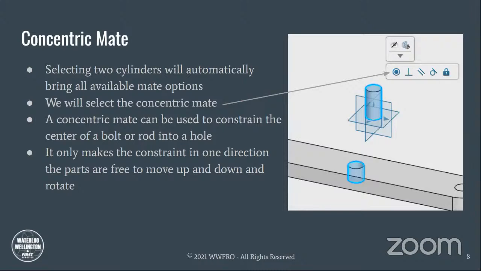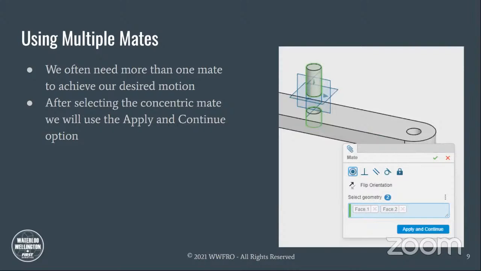You can see most of the options there are the ones we talked about. So the concentric mate is there. If we were to click on that concentric mate, it would make them concentric and turn green, saying we've got a concentric mate now, but as you can see, the pin is still floating above it. So we can group more than one mate together to get our desired motion. The way we do that is we hit apply and continue.